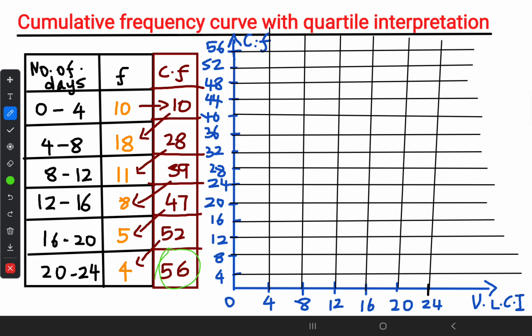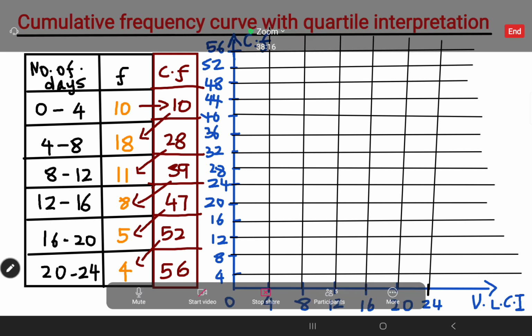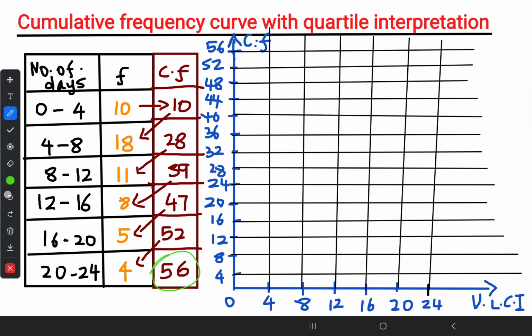You can use the maximum is 56, so 10, 20, 30, 40, 50, 60, likewise you can plan, but after plotting your graph, the curve is limited up until 56. So even though you have plotted until 60, you cannot take that 60 as a maximum value. Only you can take this one as the maximum value, and sum of all the frequencies together is called cumulative frequency, 56 would be the maximum.